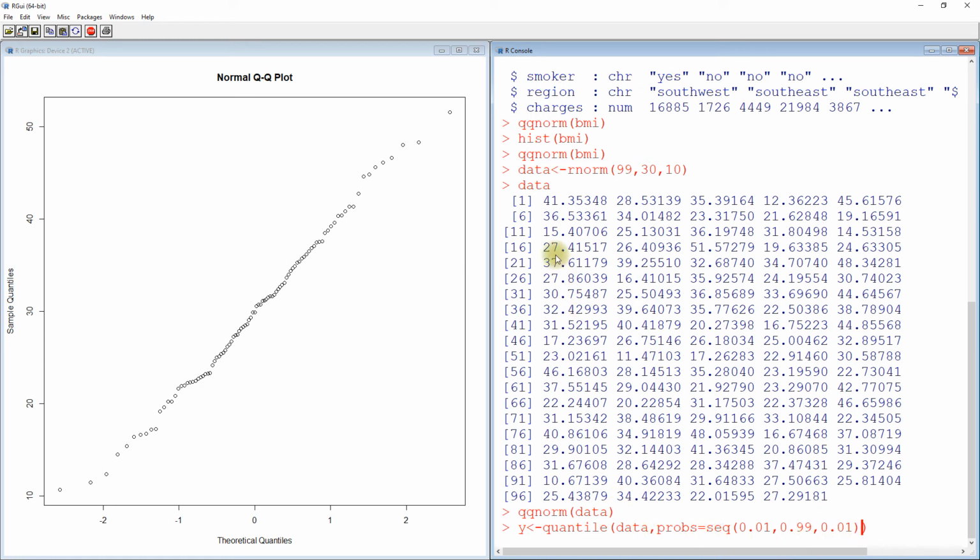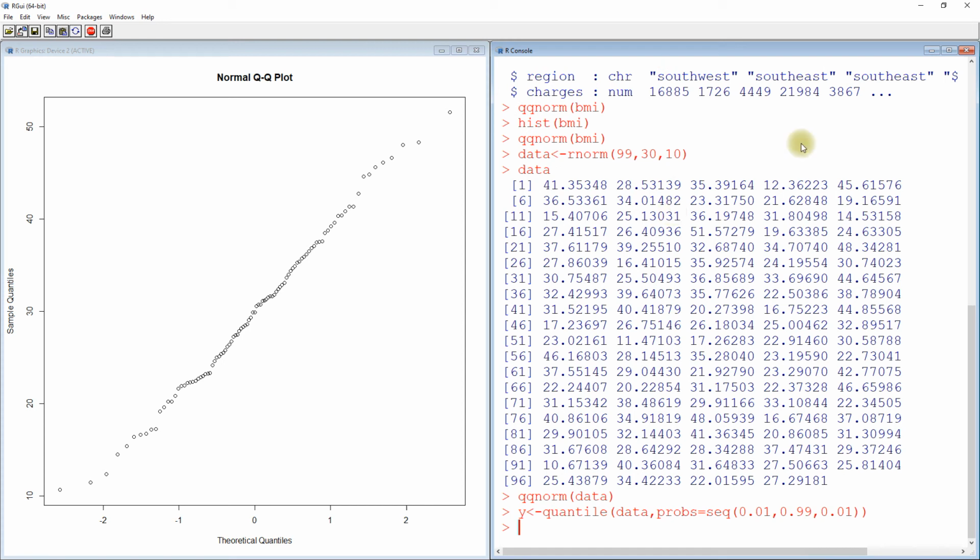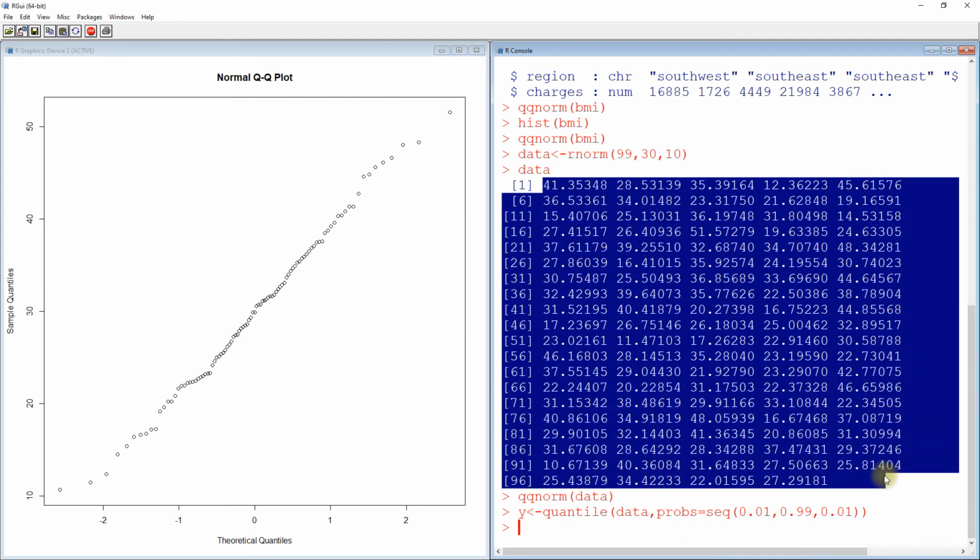So I'm creating quantiles from that data. Obviously, here you have a data set and you are creating the quantiles from that data, which will be roughly the same thing as what it is here in order, if it is ordered.